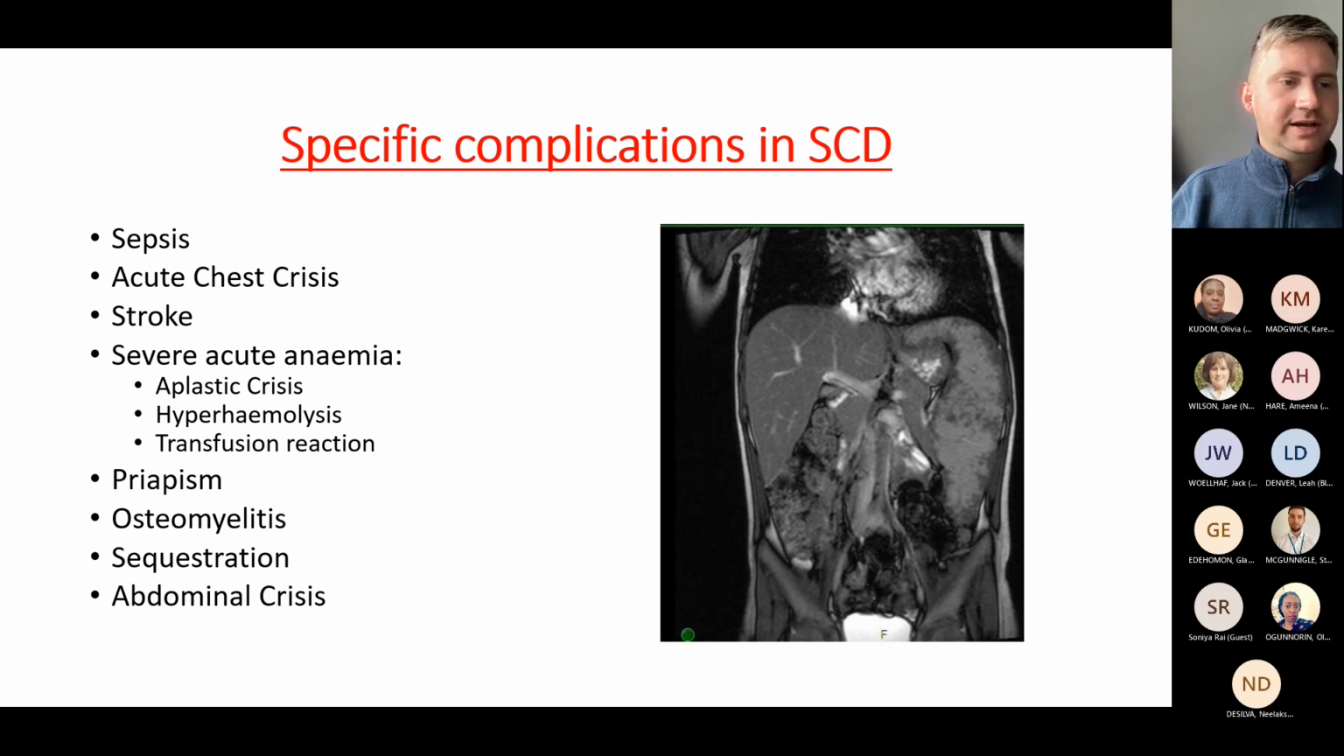So severe acute anemia, that might be caused by an aplastic crisis. So the bone marrow has decided, you know what, I've had enough, I'm not going to create enough red blood cells at the moment. Usually this is caused by parvovirus, again, usually common in childhood. So if we have a low hemoglobin and we have low reticulocytes or no reticulocytes, that's suggestive of parvo, and that's usually the main cause. So the treatment for that is blood transfusion and helping them ride it out.